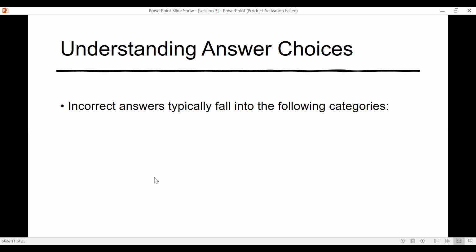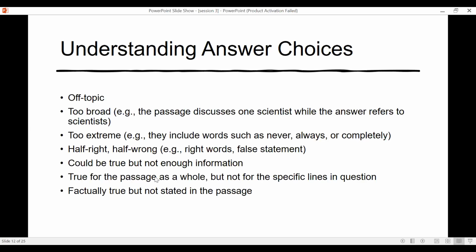Okay, let's proceed. Incorrect answers typically fall into the following categories. An answer choice can be off topic, meaning it's not addressing the very topic that the passage is introducing. So it is totally off topic. You couldn't find any reference to what is written in that answer choice. It's totally off topic, and this is one of the very obvious wrong answer choices.